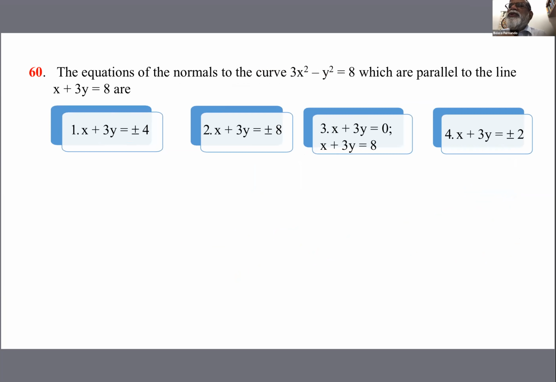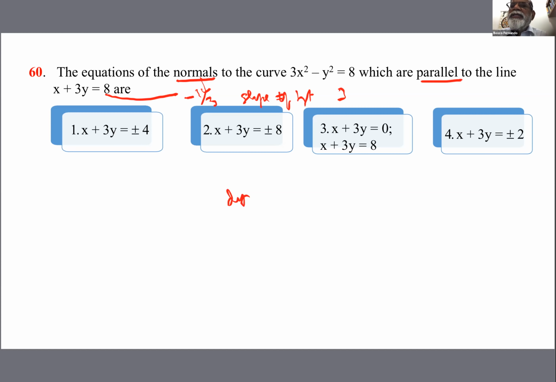Equations of normal to the curve which are parallel to the line. So what is the slope of this line? Minus 1 by 3. Normal, parallel, so slope of the normal. So what is the slope of the tangent? Slope of the tangent is plus 3.